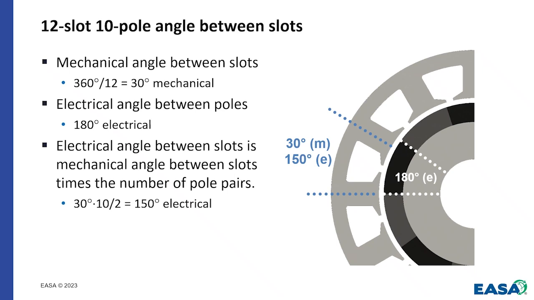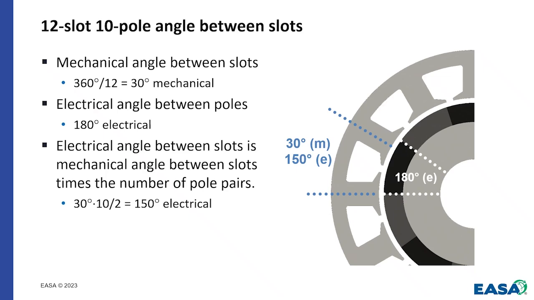And in the case of the 12-slot 10-pole, we've got 30 degrees mechanical between the slots, and we've got 5 pole pairs. So 30 times 5 is going to give us 150 electrical degrees between the center of the slots. And we can see this graphically because if we look at the separation between the poles, and we know that's 180 electrical degrees, we can see that the slot separation here is slightly less than that. So that 150 electrical for 30 degree mechanical makes sense.